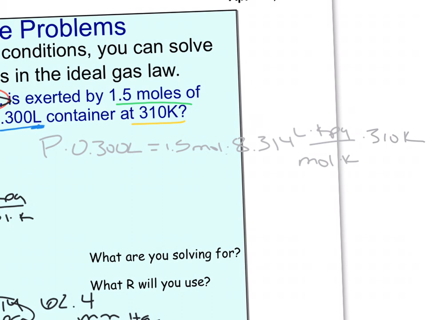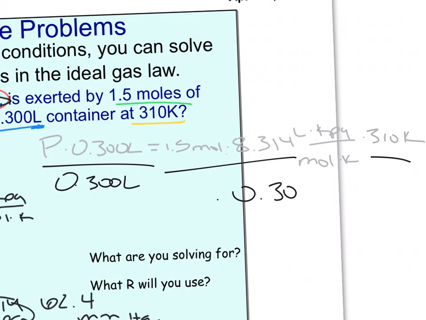They're all next to each other, so they're all being multiplied by each other. So it's P times 0.300 liters equals 1.5 times 8.314 times 310. So P is what I want to solve for. To get P all by itself, I'm going to divide by 0.300 liters on this side. So I'm going to divide by 0.300 liters on this side.